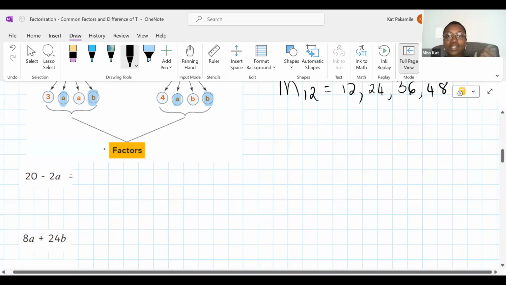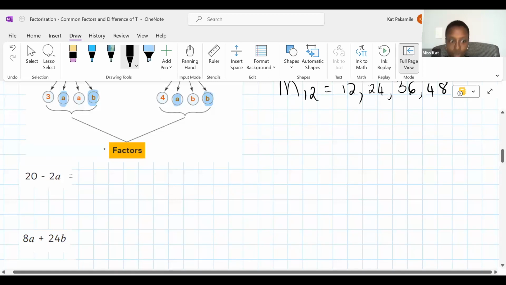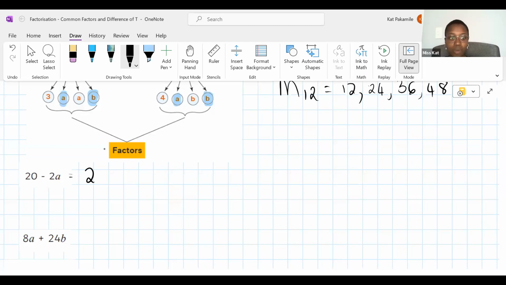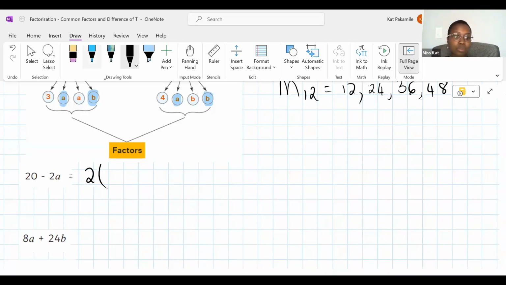So I said, what number can go into 20 and into 2a? 2. Beautiful. There we go. 2. Okay. So after you write down your common factor, inside the bracket, you're going to write down what's left after you remove it, meaning you're going to divide both your terms by that number. That means you're going to say 20 divided by 2 minus 2a divided by 2.